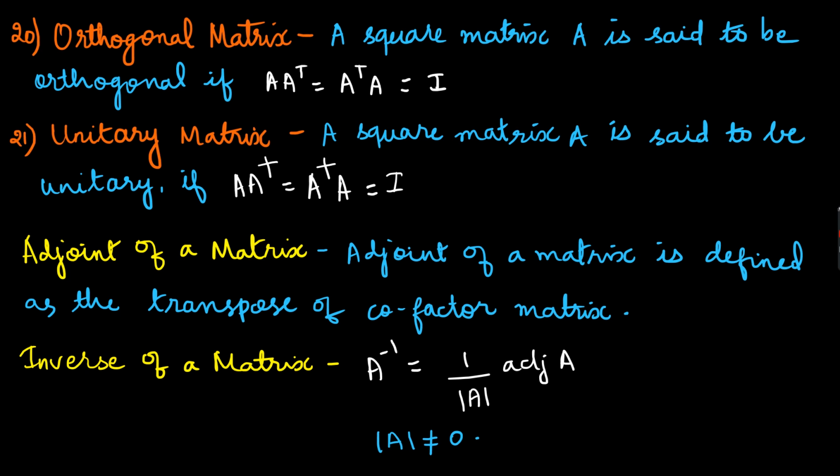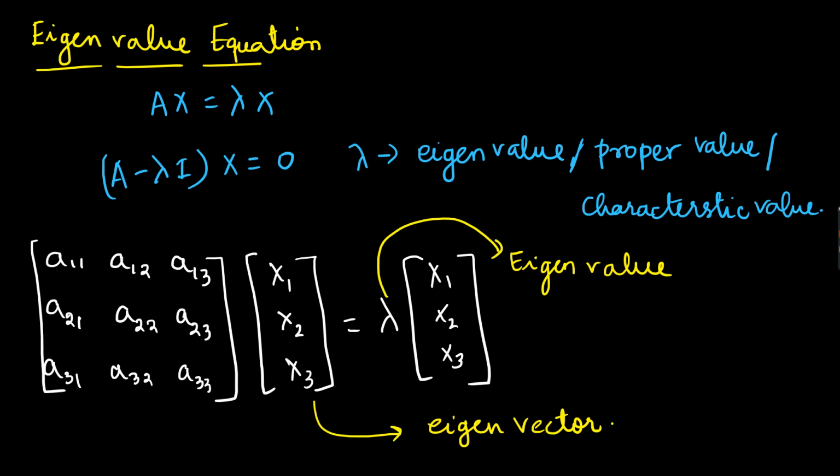Remember, the first step to find A inverse should be to take your determinant first. If it is equal to 0, then A inverse will never exist. So you have to find your determinant first. If the determinant of A is not equal to 0, then it is a non-singular matrix and the inverse exists, and you can find it by using this formula.